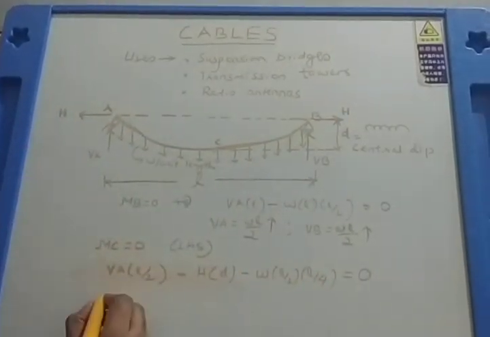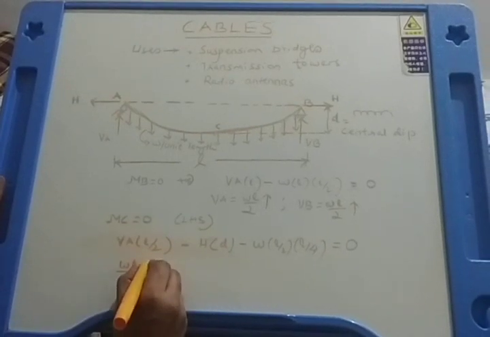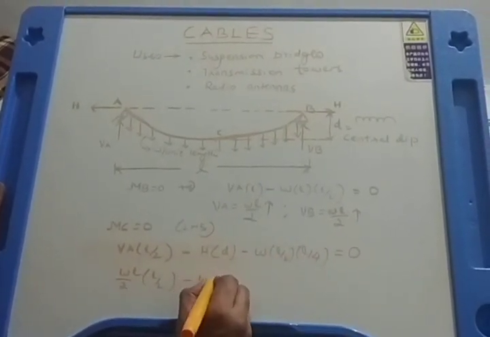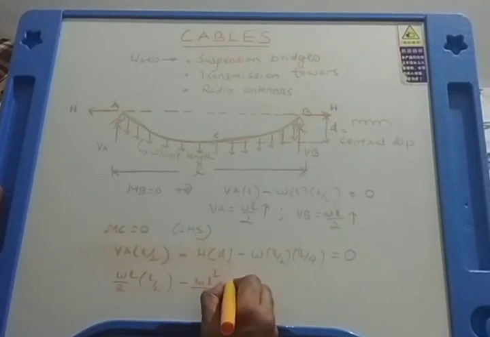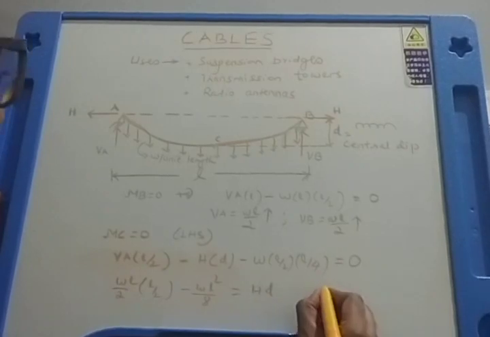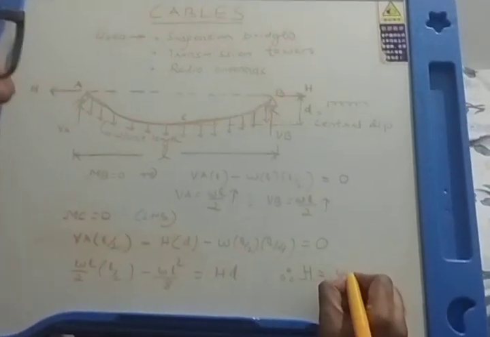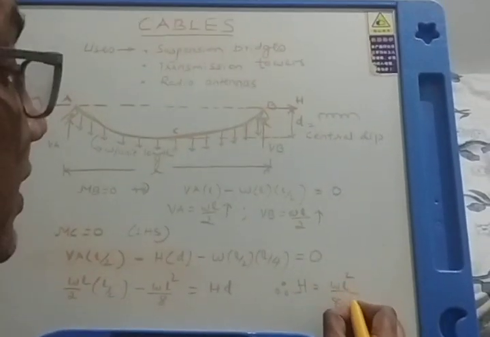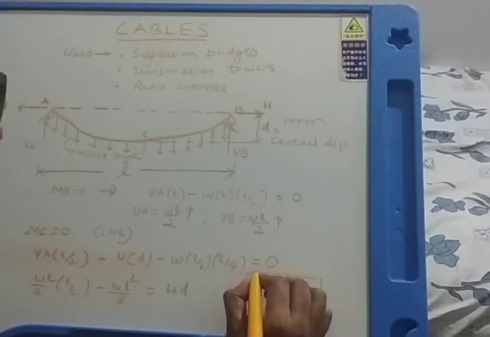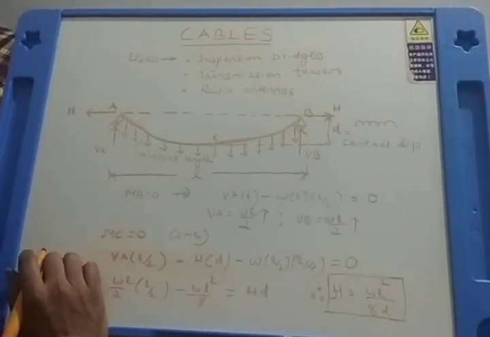is equal to 0. Now we know already VA, WL by 2 into L by 2 minus WL square by 8, this one is equal to HD. That means I am taking HD that side. So H will be equal to, if you simplify, WL square by 8D. So this is the horizontal pull similar to the horizontal thrust in case of arches. Now we have found out this.